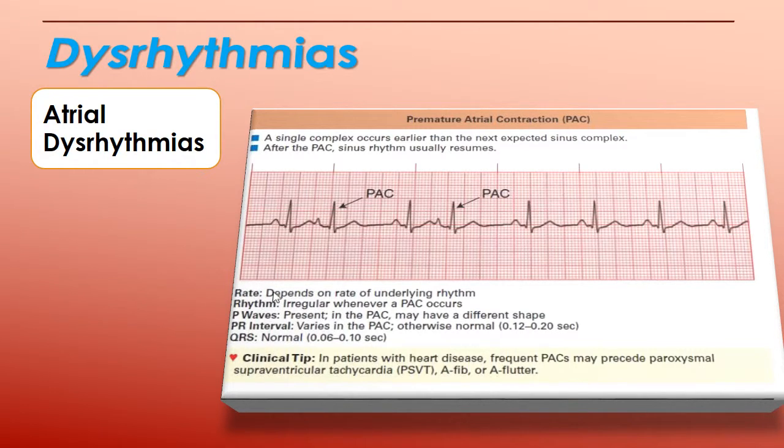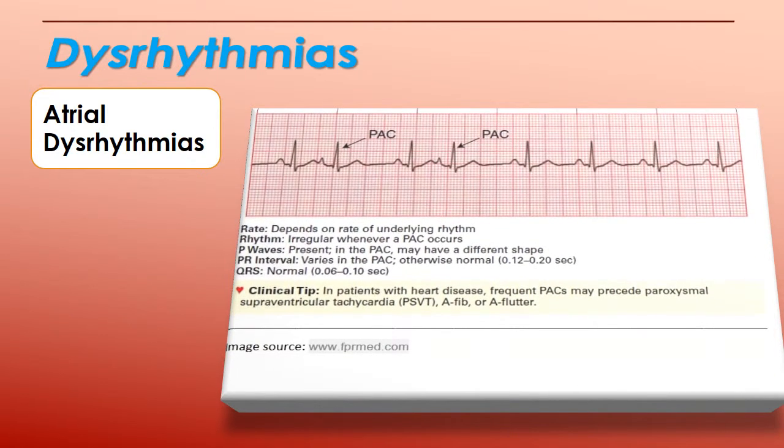So the rate for PAC is going to depend on the underlying rhythm. The rhythm can be regular or irregular. It's definitely irregular whenever a PAC is happening. Okay, that makes sense. The P wave may be present in the PAC, may have a different shape, or it may be a little bit peaked. The PR interval varies, but otherwise it could be in the normal range, and the QRS complex is going to be also in the normal range.